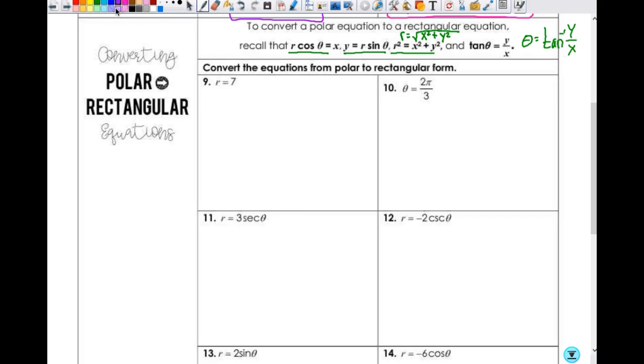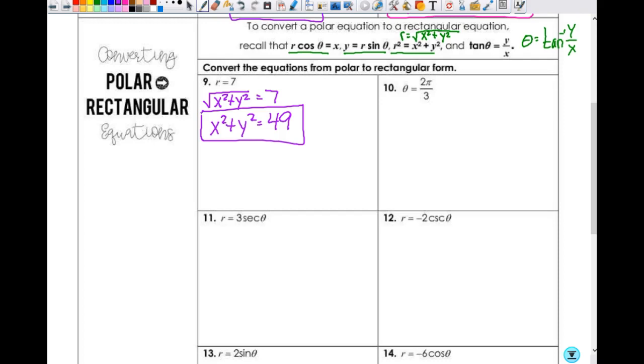Alrighty, so number 9, r equals 7. Well, what do I substitute in for r? Square root of x squared plus y squared, right? So the square root of x squared plus y squared equals 7. Square both sides, and I get x squared plus y squared equals 49. This is a circle centered at the origin with a radius of 7. So is this. They were just in different coordinate systems. Okay. Everybody good with that?